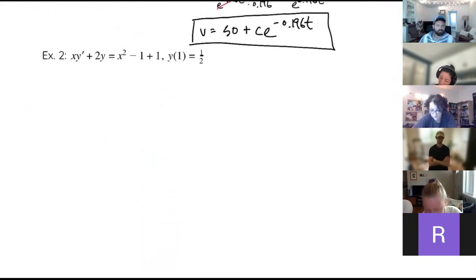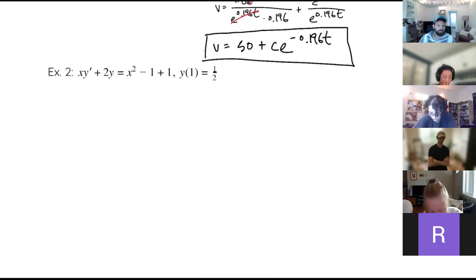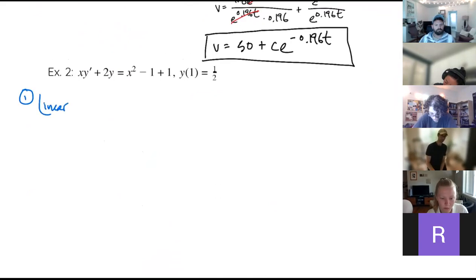So let's take a look at example 2. Now, example 2 has an initial condition, and we don't have to worry about that until the very end. We're going to save that until the very, very end of the problem. And we will begin by saying, rewrite it so that we have it in linear form.